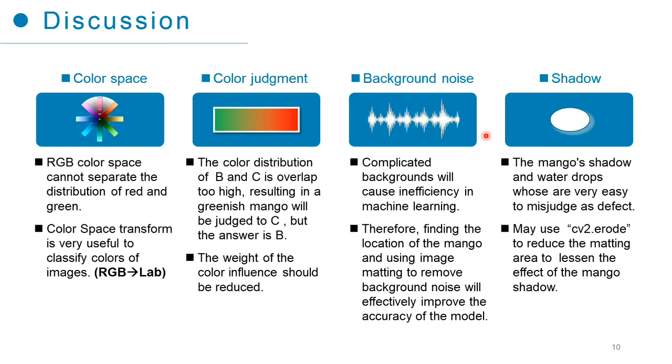The third is about the background noise. Complicated backgrounds will cause inefficiencies in machine learning. Therefore, finding the location of the mango and using image mapping to remove the background noise will actively improve the accuracy of the model. The fourth point is the shadow. The mango's shadow and water drops are very easy to misjudge as a defect. We may use CV2 erosion to reduce the mapping area to lessen the effect of the mango shadows.